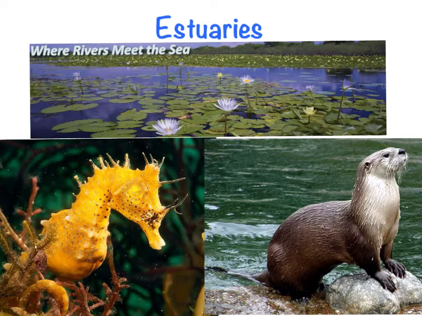Estuaries are where fresh water from streams is pouring into the ocean. The salt content here is always changing, and the water pouring in is very nutrient rich. So organisms here need to be able to withstand very changing environments. A couple animals found here are seahorses and the river otter.